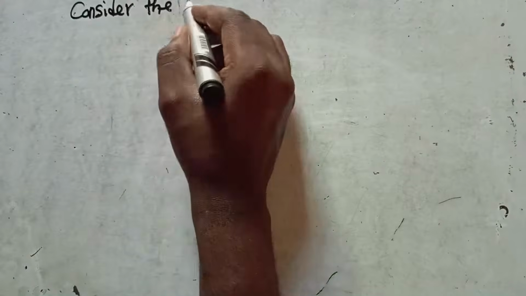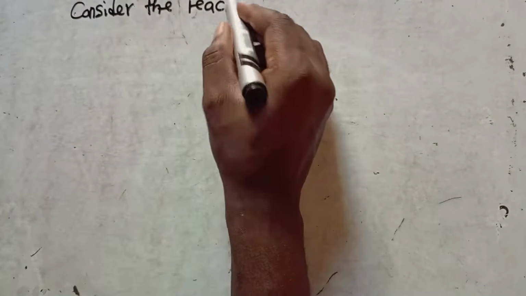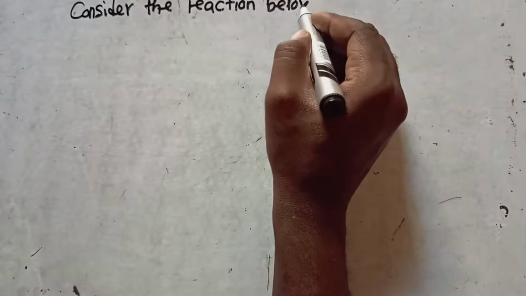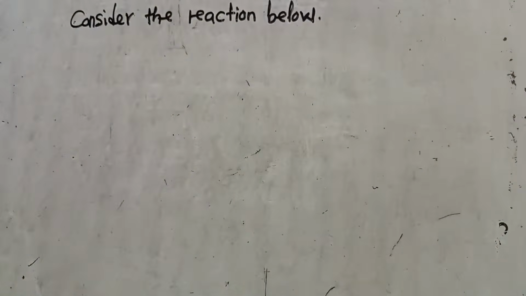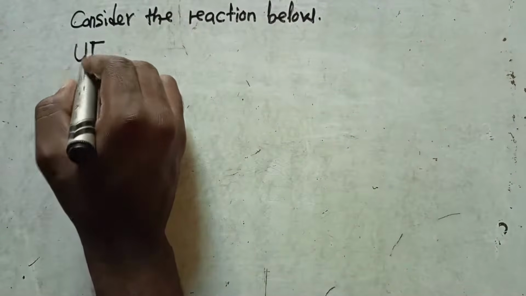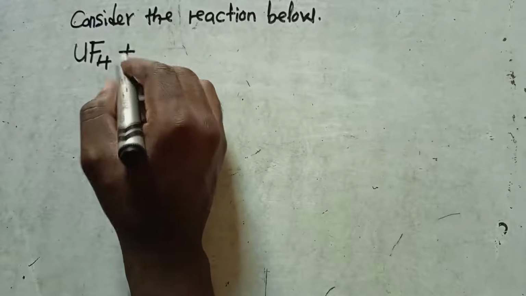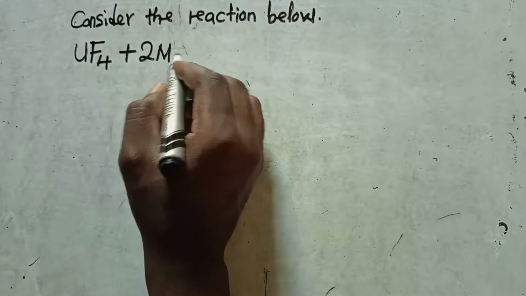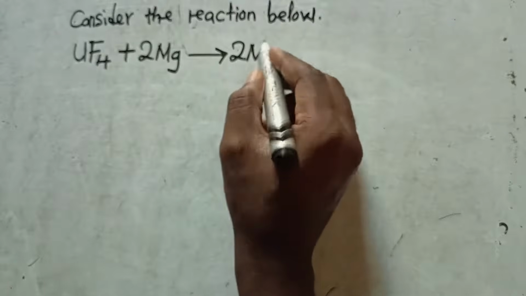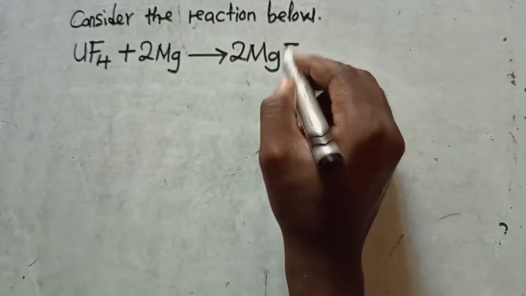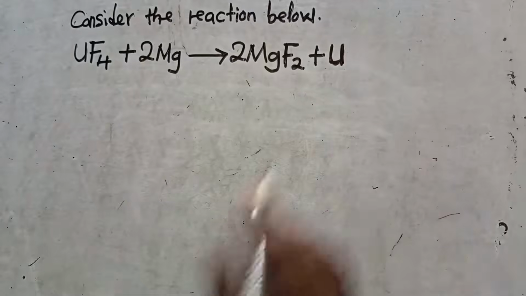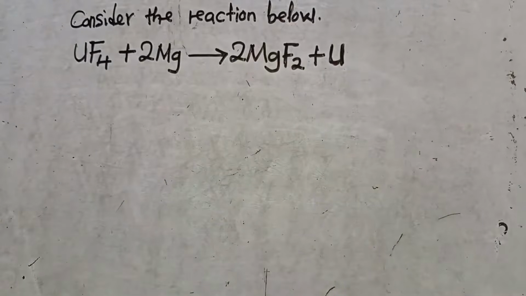Consider the reaction below. This is what we are given. It is already balanced. Sometimes they will tell you to balance it, so it just depends. Then they give us 2 magnesium fluoride plus uranium. This is what you are given.